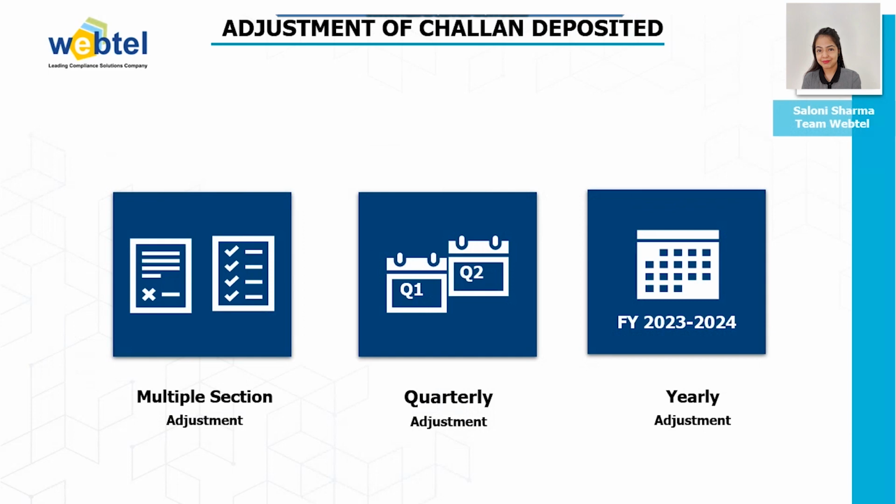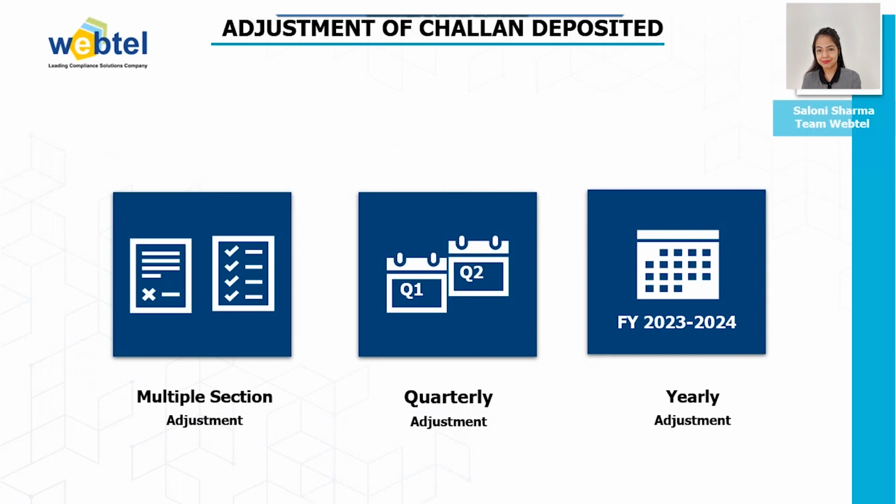Then comes your quarterly adjustment. The quarterly adjustment case will be if you have deposited the extra amount in quarter 1 or in any other quarter and you want to utilize the same amount in another quarter, that case would be considered as a quarterly adjustment case.